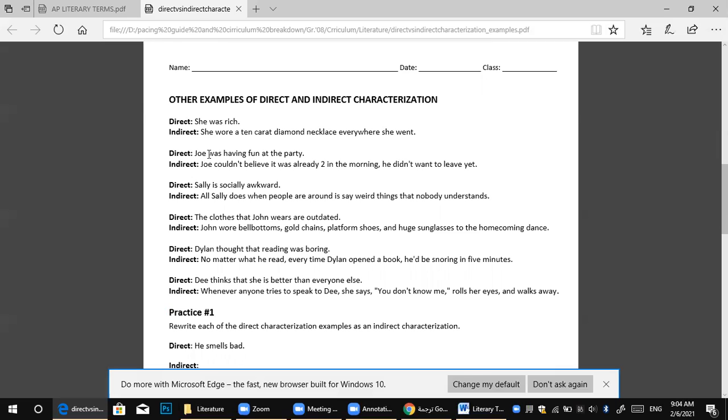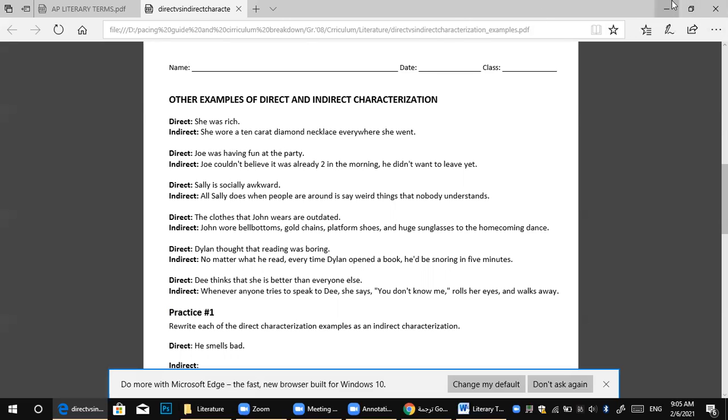Another example of direct and indirect. Direct: Joe was having fun at the party. I give you a direct statement about Joe. But indirect: Joe couldn't believe that it was already 2 in the morning. He didn't want to leave. So here, that's indirect. I give you information that refers to him having fun at the party. We call it indirect.